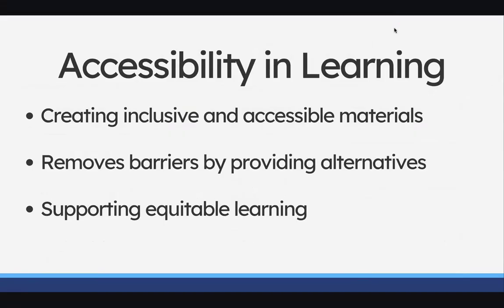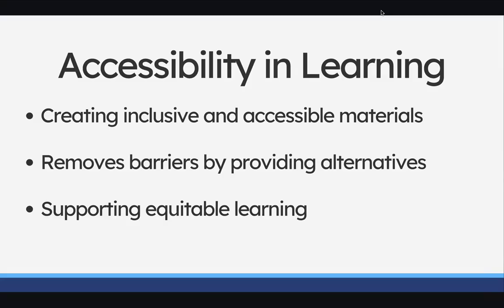Accessibility and learning: creating inclusive and accessible materials and environments that all learners can understand, navigate, and interpret regardless of abilities. Removes barriers by providing alternatives such as captions, transcripts, alt text, clear structure, and flexible formats. Supporting equitable learning by ensuring every learner has the same opportunity to access information and demonstrate their understanding.